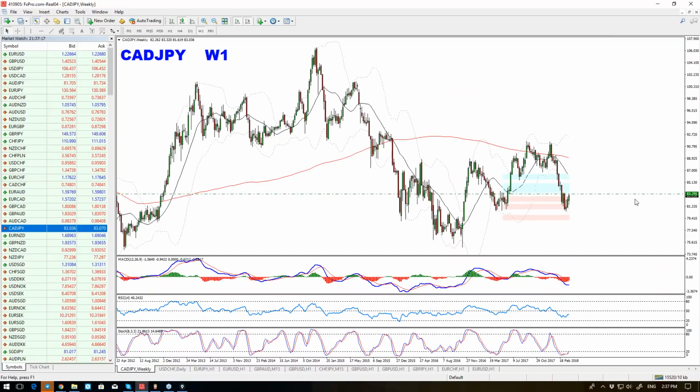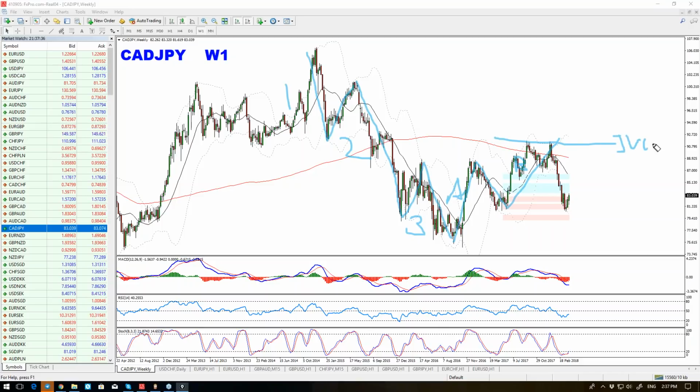CAD yen, this is the pair. For long term, the pair is still bearish. Basically, this one is kind of the same as the Aussie yen. 3 waves down, 1, 2, 3, A, B as the correction. As long as this top holds, we are looking to sell rallies. By saying that, that means we require the rallies, right? We want to see the rallies. We want to see that happen.